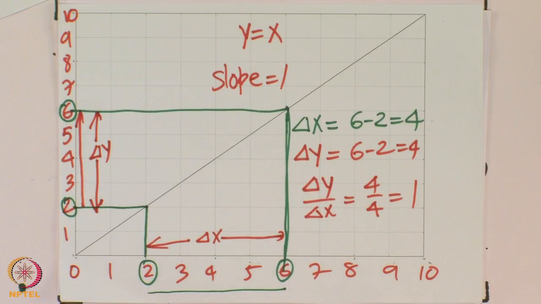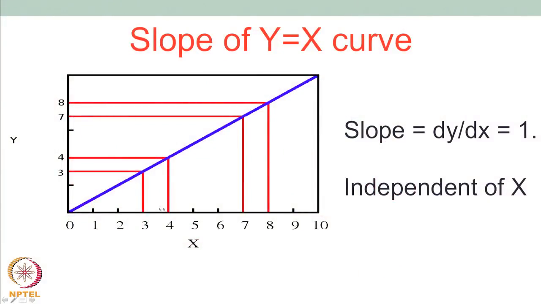So let us look here. If you take 3 and 4, you will get 3 and 4. So 4 minus 3 divided by 4 minus 3, which is 1. If you take 7 and 8, you will get 7 and 8. So this is 8 minus 7 over 8 minus 7, you will get 1 by 1. Now if we take a more complicated function, let us say y is equal to 2x.